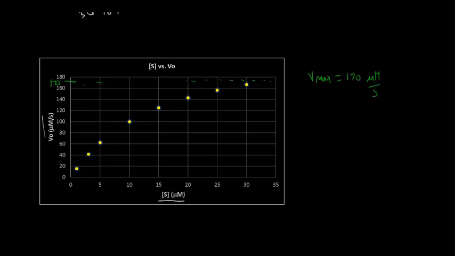And then from this, we can take Vmax divided by 2. So this is going to be down at about 85. This is Vmax over 2. And we can trace this over to our data. We can see about this point maybe that we can determine what our Km is. So from this we might estimate that Km is about, let's say, 8 micromolar.